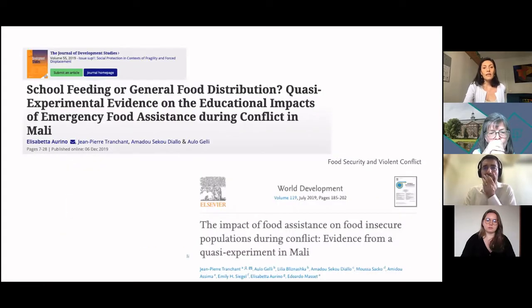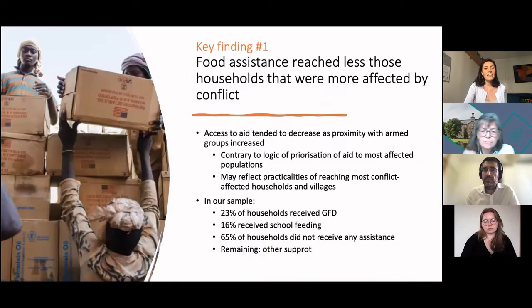So I'm gonna draw on some three, four key findings from these two papers. These are papers that actually are part of some special issues that Tillman has edited. So if you're interested in the area of food assistance in conflict and emergency, I really invite you to have a look not only at these two papers, but really at the collection of papers, because they're really interesting. And given the little time, I will focus on four main findings.